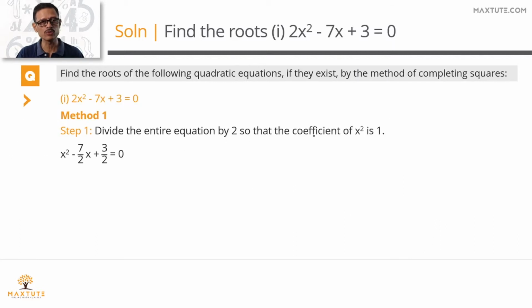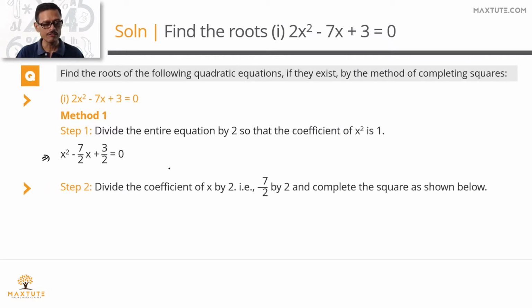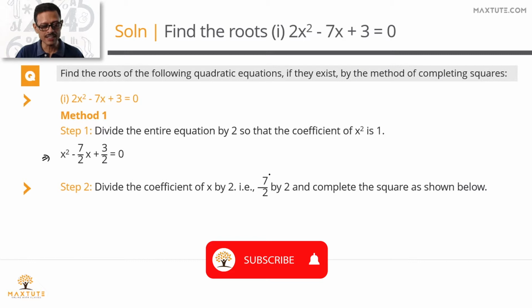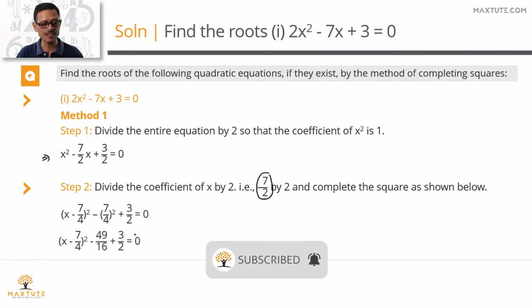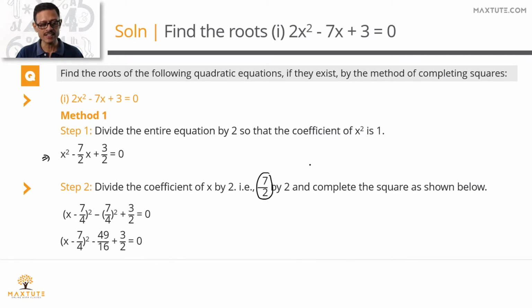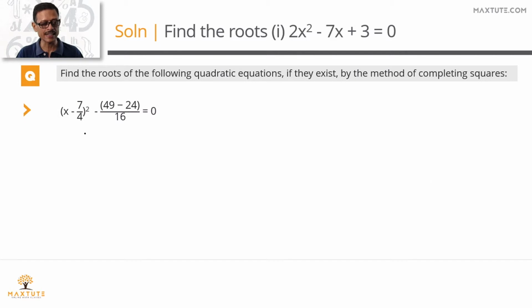Dividing the entire equation by 2, so the coefficient of x² becomes 1. So this is the equation that we have. Step 2, always this is going to be the same step. Divide the coefficient of x, which in this case is minus 7/2, by 2. And then complete the square in this form. So whatever you get as a value, you got 7/4 as a value, then basically x minus 7/4 the whole square, minus (7/4)². You're adding and subtracting (7/4)². That's what essentially happens. So this expanded and taken to the right hand side will give us (x − 7/4)² minus (49 − 24)/16 equals 0.